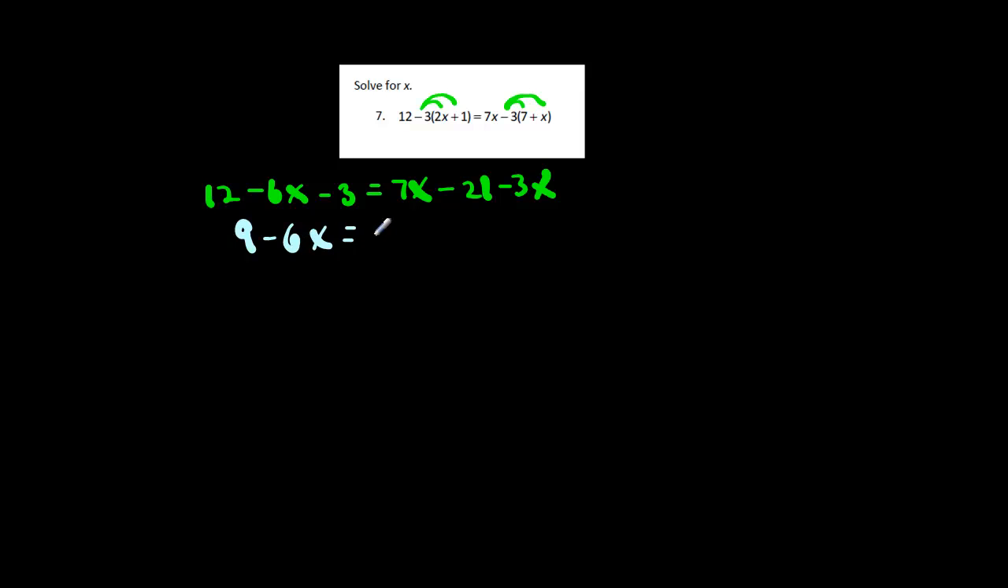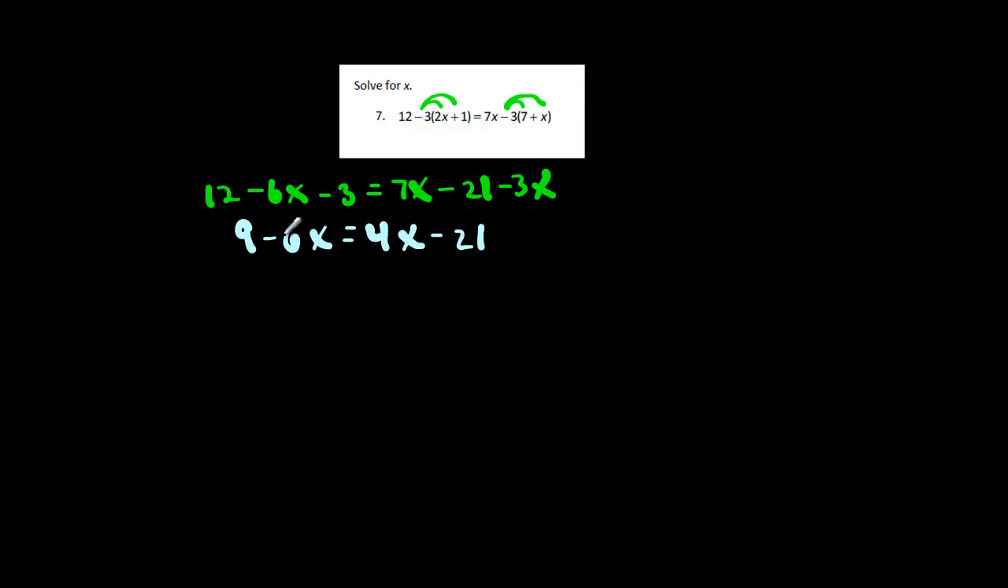All right, number 7. Let's distribute the negative 3 in and the negative 3 here. So 12 minus 6x minus 3 equals 7x minus 21 minus 3x. Let's combine like terms. 12 minus 3 is 9. 7x minus 3x is 4x.